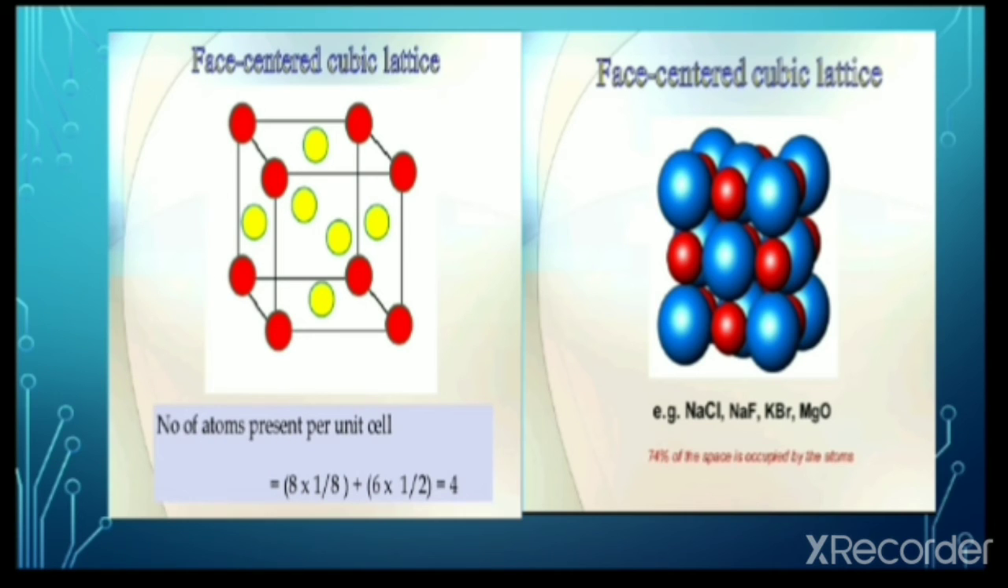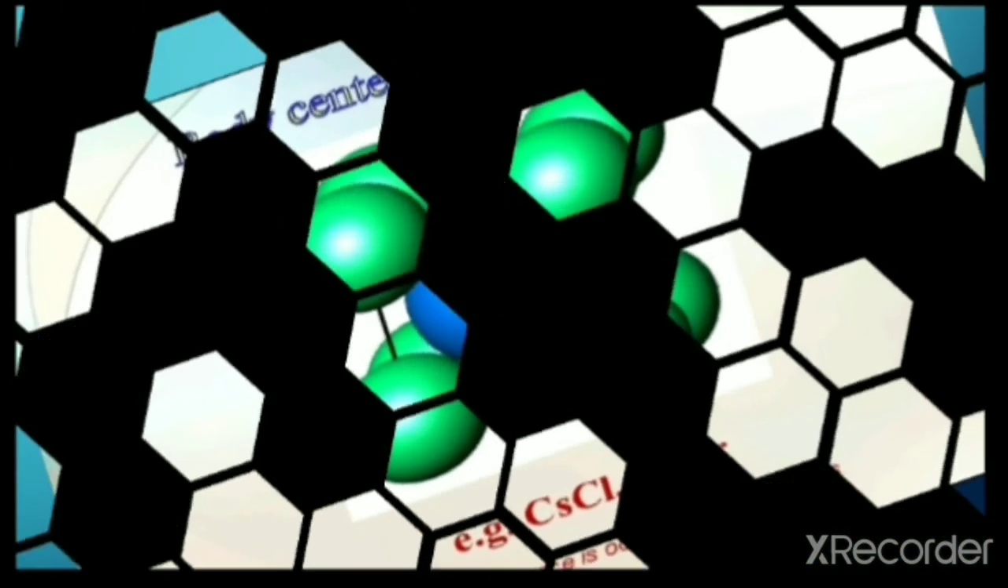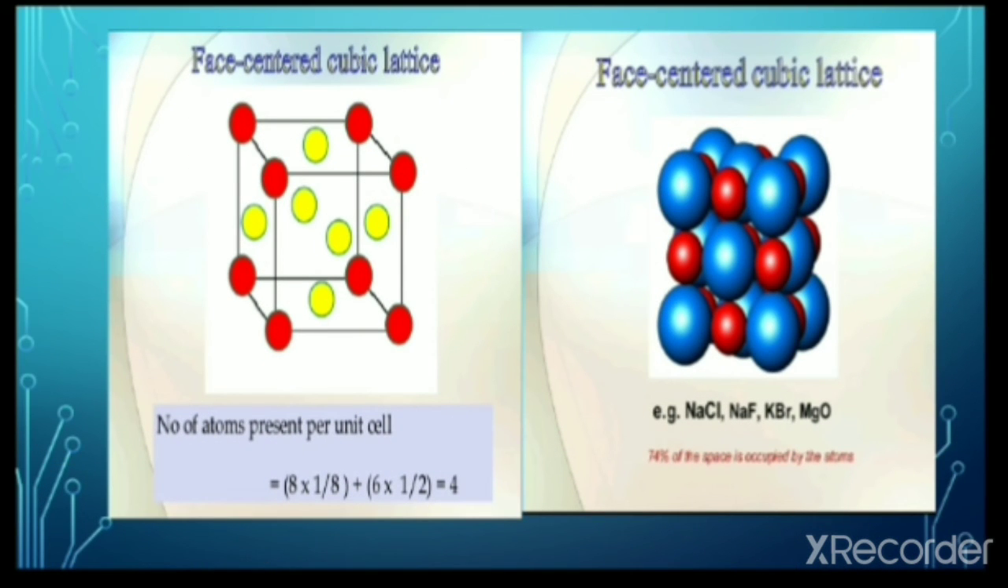Next, the third one is the face centered cubic unit cell. The unit cell consists of 8 atoms at the 8 corners and one atom at the center of each face. It can be seen in this diagram that 8 atoms are at the 8 corners and 6 atoms are present at the 6 faces of the cube. See here, the red atoms are at the 8 corners, and the yellow atoms are present on the faces of the cube.